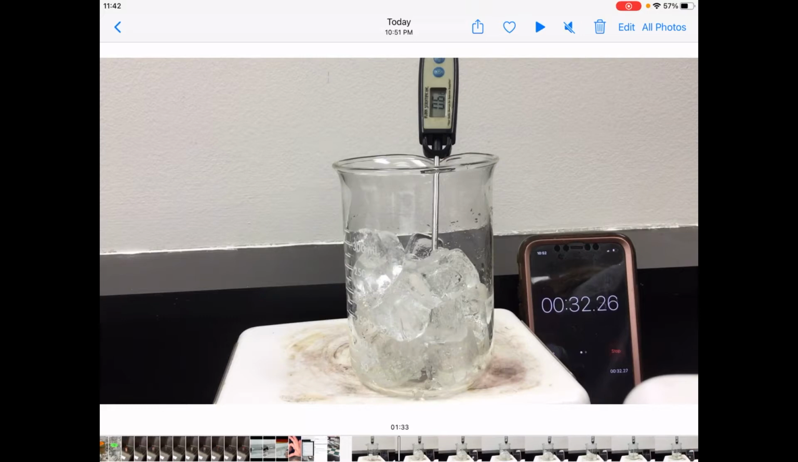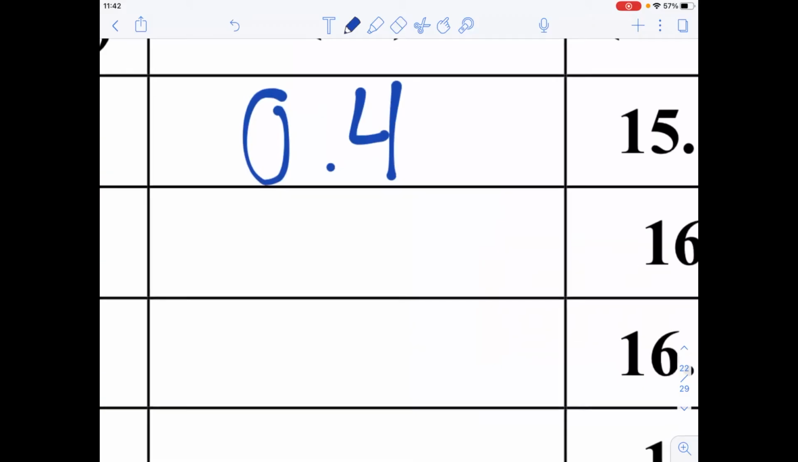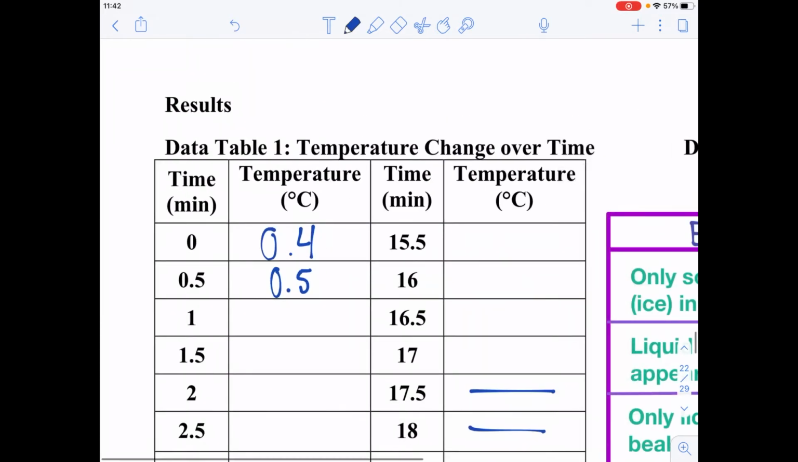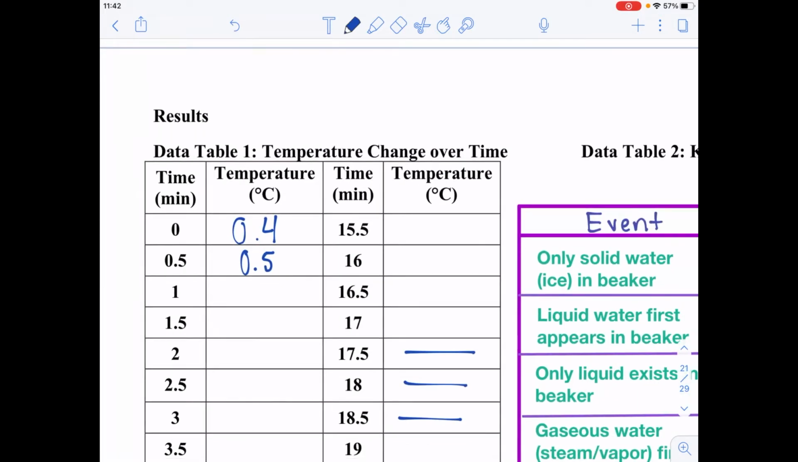30 seconds right here, the temperature is at 0.5. So you will record in your chart at 30 seconds, it's 0.5. Okay. All right. So you can continue watching the video. I'll probably have it just go on right from here.